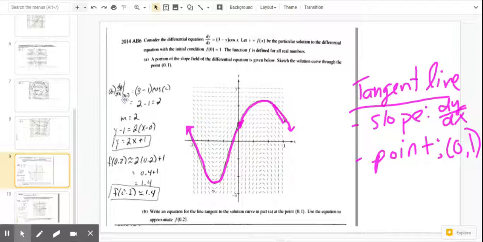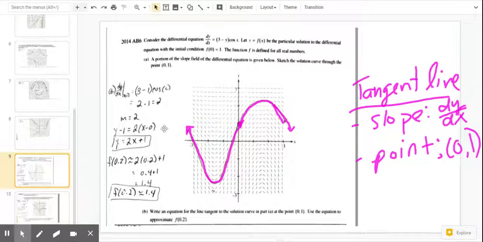We just plug in x is 0, y is 1 into dy/dx because they give us an equation for dy/dx. 3 minus 1 is 2. Cosine of 0 is 1. So 2 times 1 is 2, which means our slope of the line is 2.